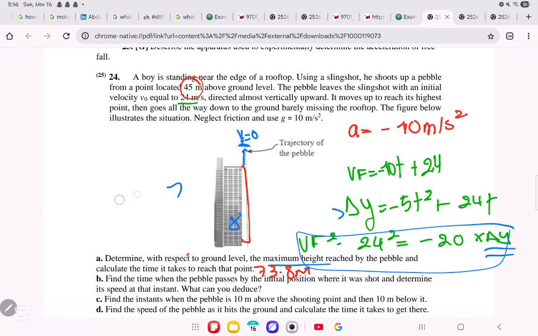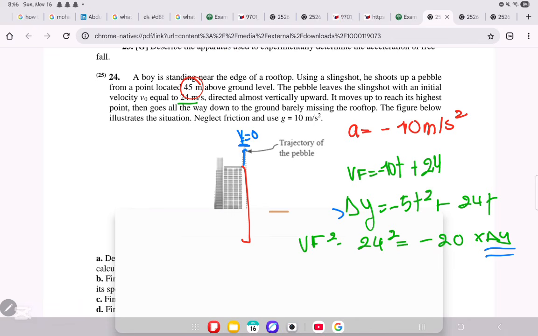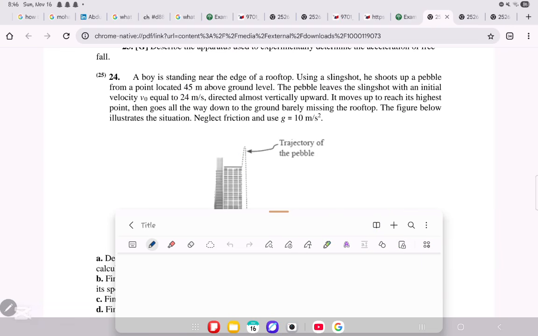Oh my goodness, no, I don't want to lose the equations. Okay, how am I going to do this? Okay, so I'm just going to get rid of this. There we go.